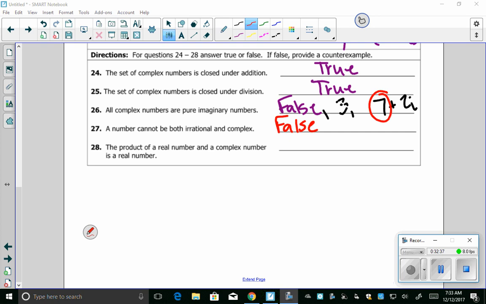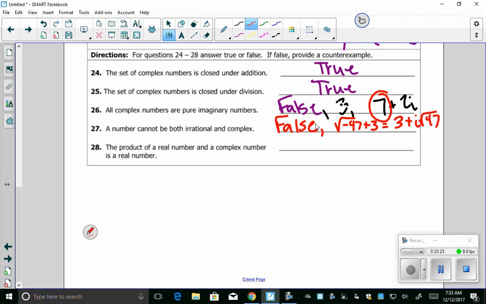Number 27 is also false, because you can have an irrational number that is also complex. For example, the square root of negative 47 plus 3. That's irrational and complex, because it equals 3 plus i square root of 47.